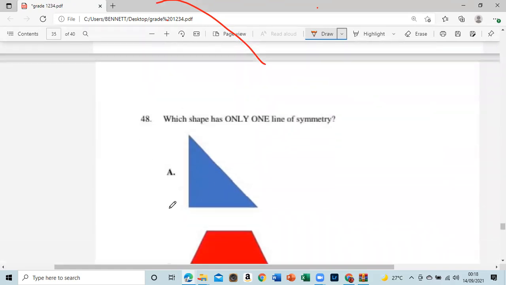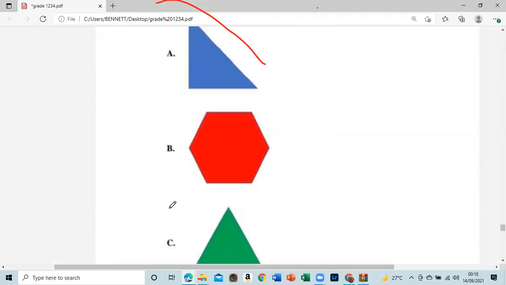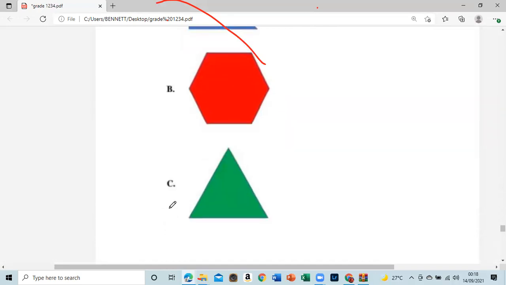Alright. 48. Which shape has only one line of symmetry? And that again, that will be triangle, right? And line of symmetry means you fold the shape and get two exact halves. You can get a line of symmetry, right? So I'll do this already.